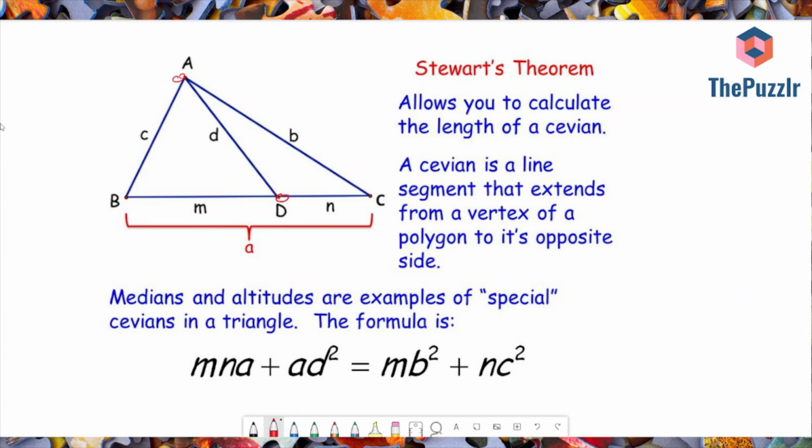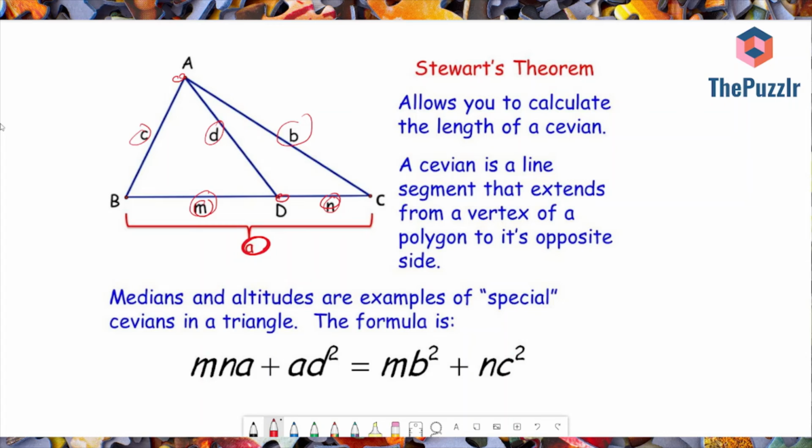And the formula to calculate a cevian is this right here: m times n plus a times d squared. So a is the total length, and a times d squared is equal to m times b squared plus n times c squared. So n is right here, and then c is right here. This is a pretty long formula, but it can be really helpful in problems that require its use.